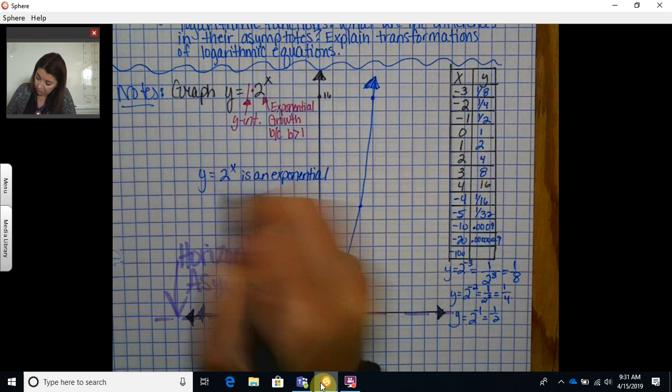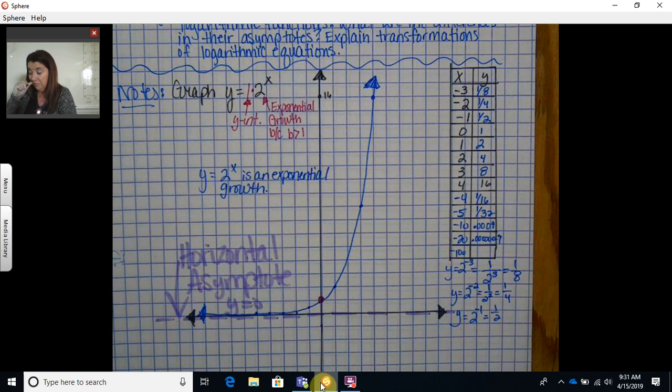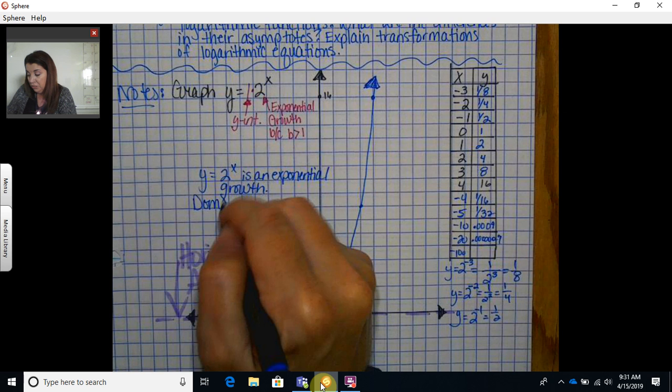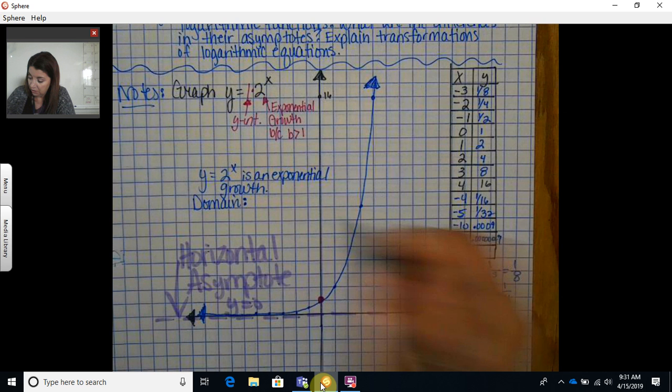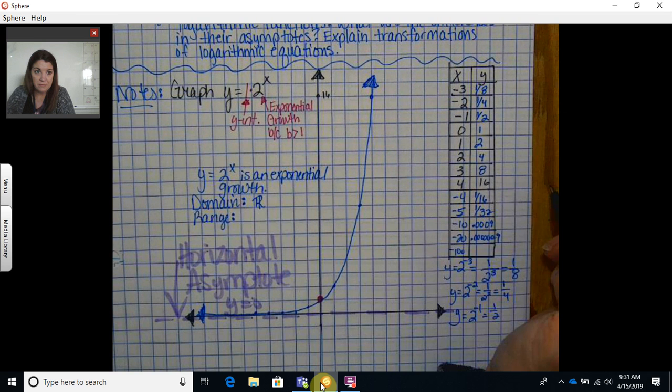And we haven't talked about domain and range in a while, which we are today. Domain. What is the domain for this exponential function? All real numbers. Is the range also going to be all real numbers? What's the range going to be? Y is greater than 0.